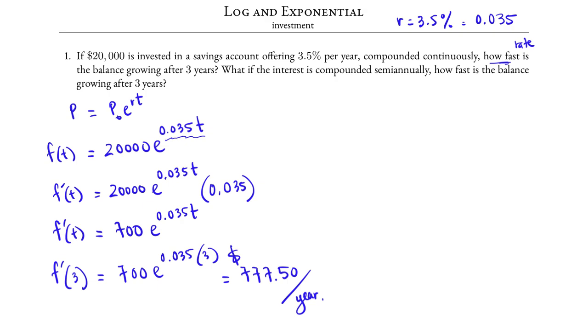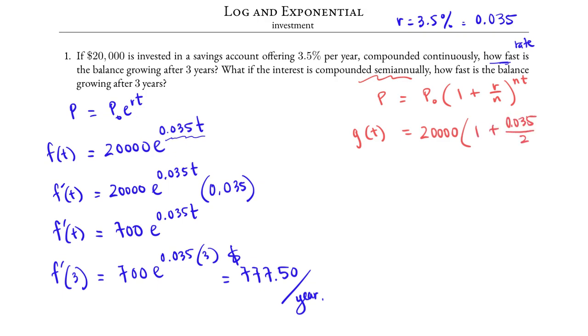Now, if the interest is compounded semi-annually, we would use the equation P equals P naught times 1 plus r over n, raised to the power of nt. In this case, since the interest is compounded semi-annually, n equals 2. Rewrite this, we have g of t, we will use a different function. Earlier we used f, this time we will use g. The principal or the initial investment is still 20,000. 1 plus r is 0.035, n is 2, and then the power is 2t.